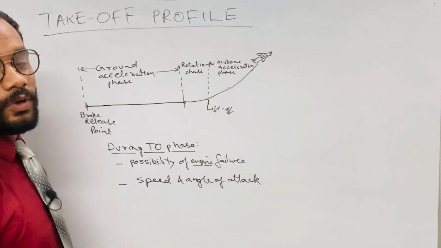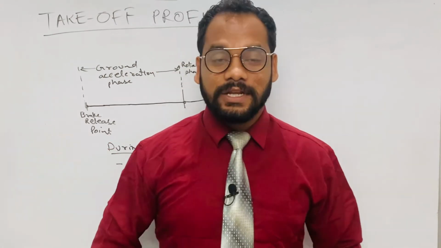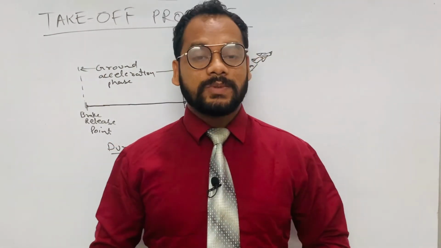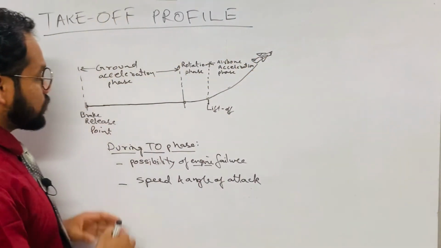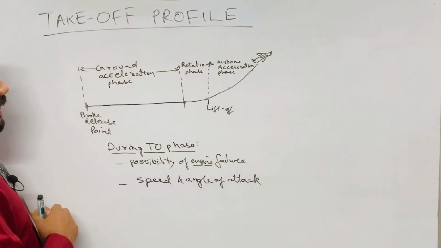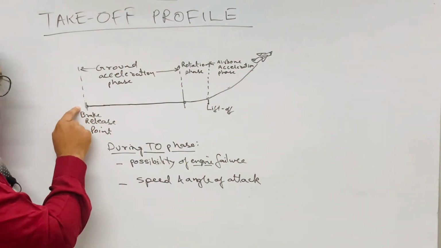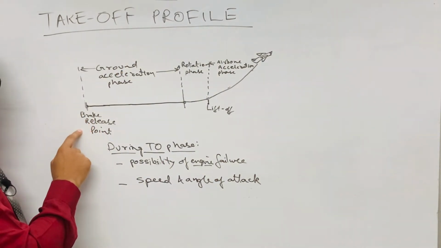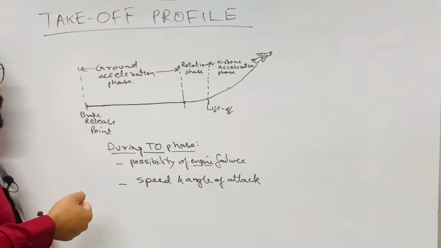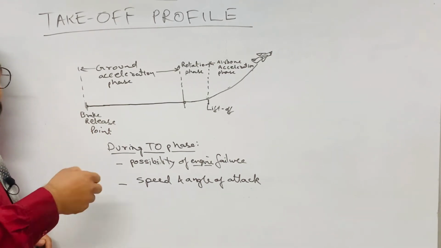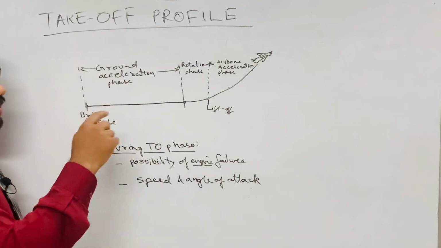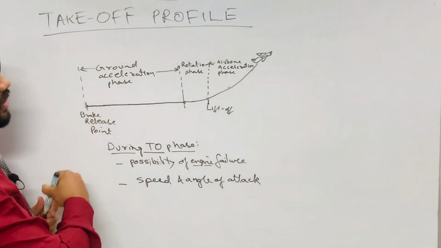So friends, I hope you have understood whatever I have explained in today's session. I'll quickly summarize what we have discussed today. We have discussed the takeoff profile, where initially the aircraft is at a point called the brake release point, where the parking brakes are on. When the pilot releases the brakes and applies takeoff power, the aircraft will start accelerating.